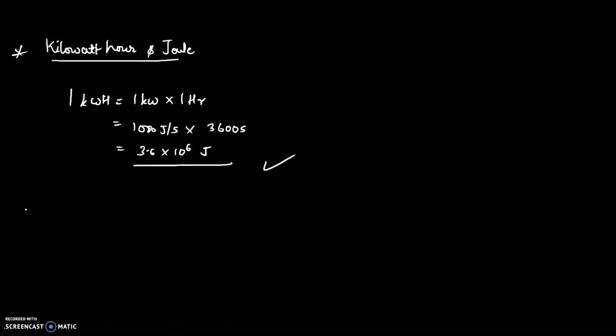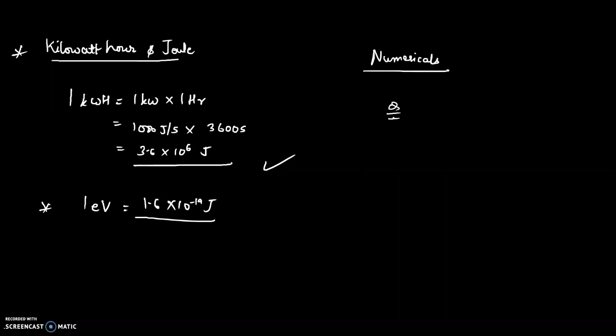Then electron volt, that is 1.6 into 10 to the power minus 19 joule. And yes, whenever you solve your numericals, please check if the values given in your question are correct. For example, they may give you kilowatt hour as the value, and here the time is given in seconds. So you'll have to convert it into hour and then calculate what is asked.